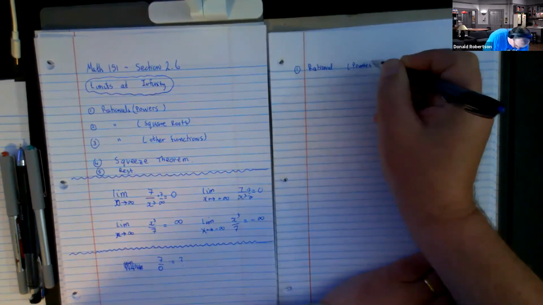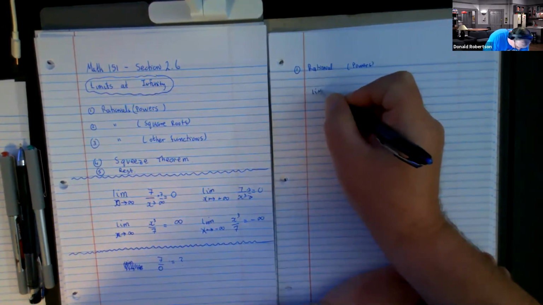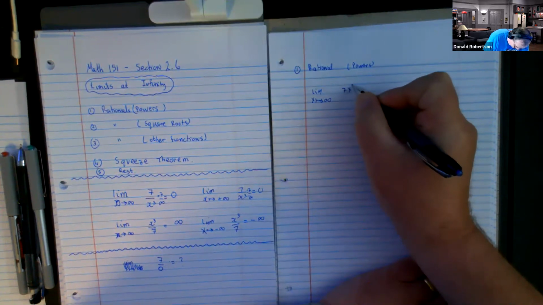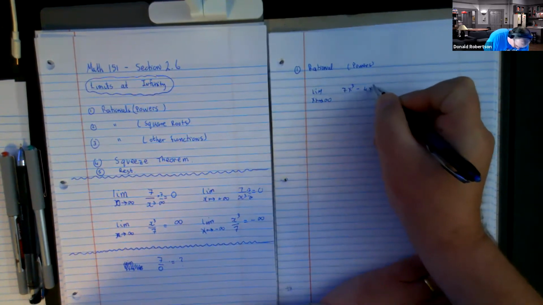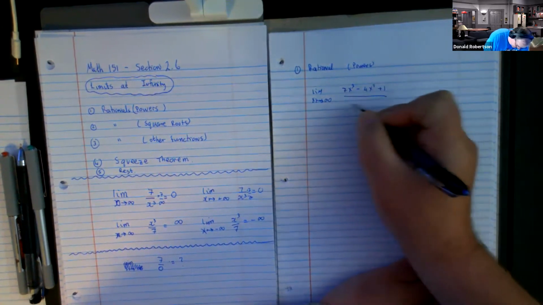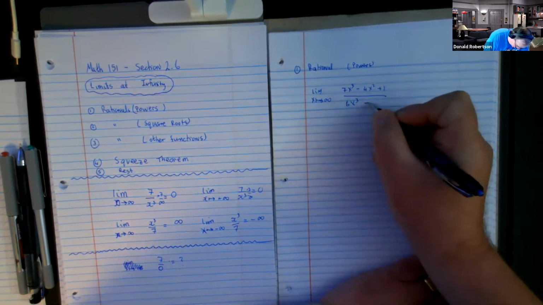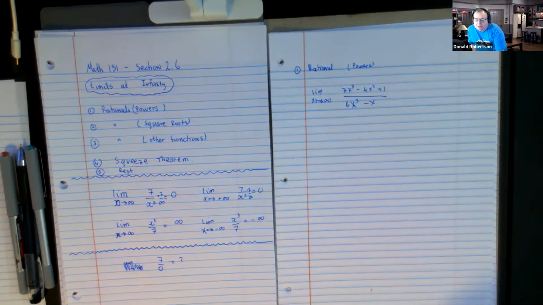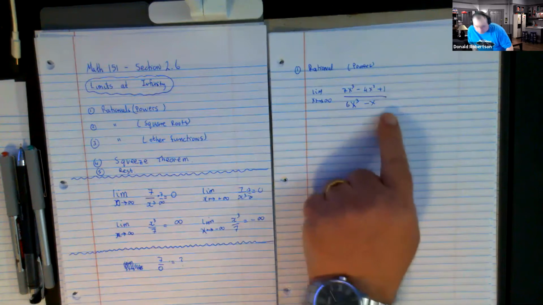positive powers. So an example of that would be the limit as x tends to infinity of 7x cubed take 4x squared plus 1, over 6x cubed minus x. There's a typical example of this situation, right? Polynomial on the top, polynomial on the bottom.